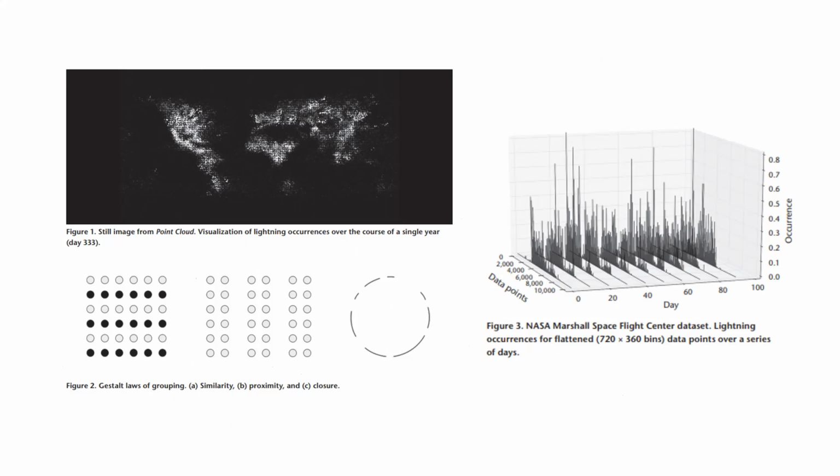So here are the images. Figure 1. Still image from Point Cloud. Visualization of lightning occurrences over the course of a single year. Day 333. Figure 2 is Gestalt laws of grouping. A. Similarity, proximity, and closure. And Figure 3 is about the NASA Marshall Space Flight Center dataset. Lightning occurrences flattened into 720 by 360 bins. Data points over a series of dates.